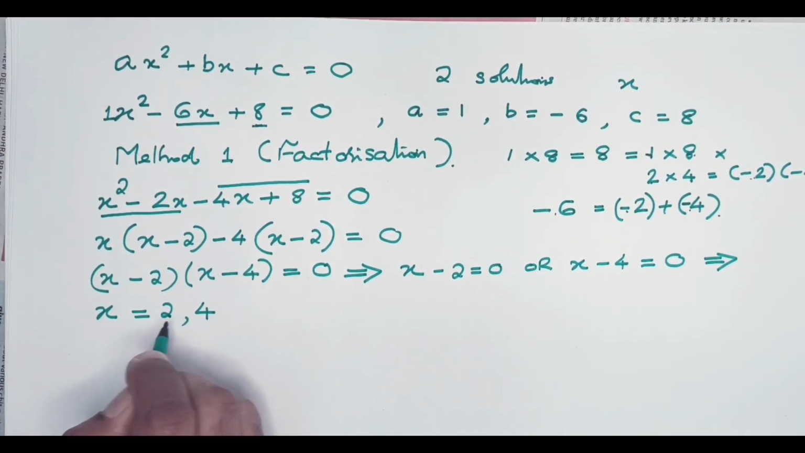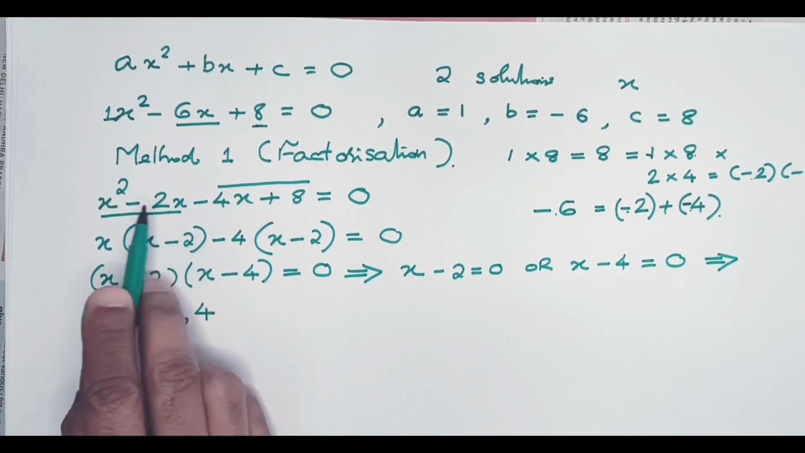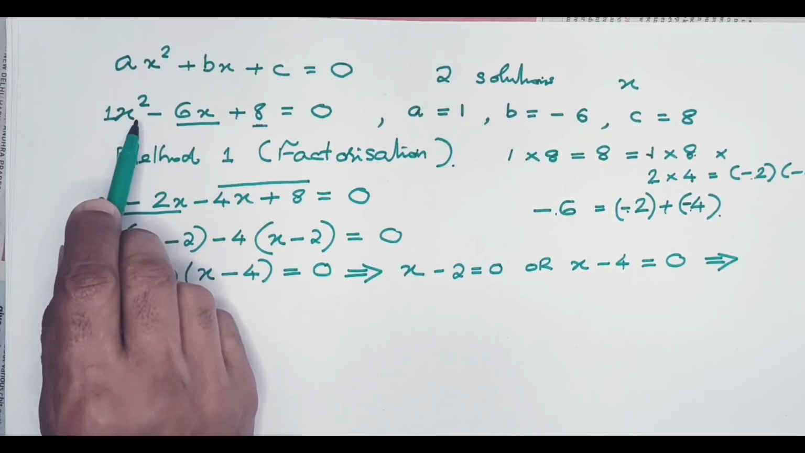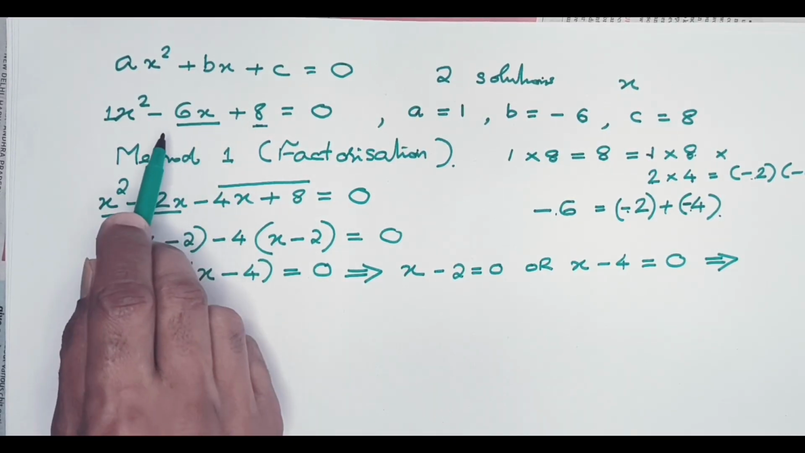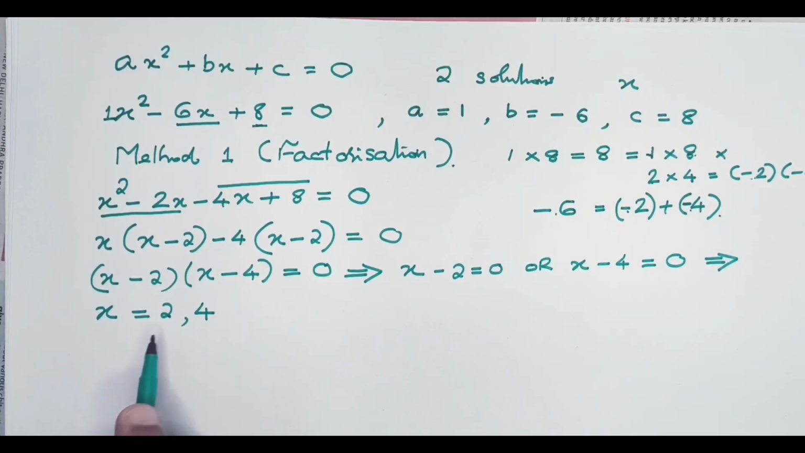So let me write it here. You got the values of x as 2 and 4, and these are the two solutions. If you substitute these in the given quadratic equation, you will see the equation being satisfied, which I am leaving to you. This is the first thing you need to know in this topic, quadratic equation. Basically, we are solving a quadratic equation and finding the values of the variable x. And this is the first method.